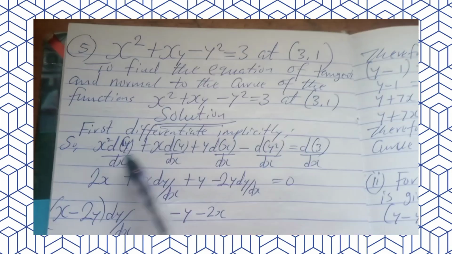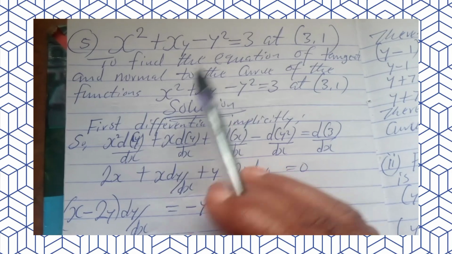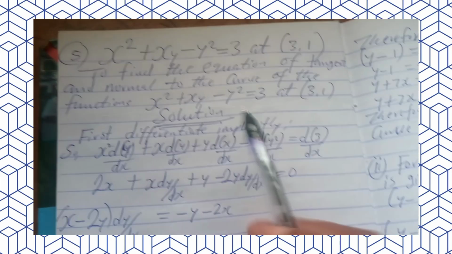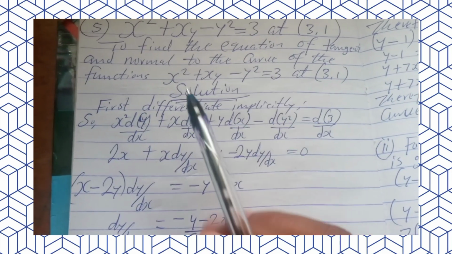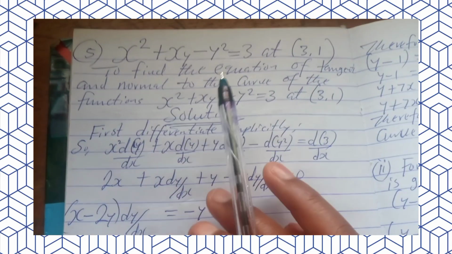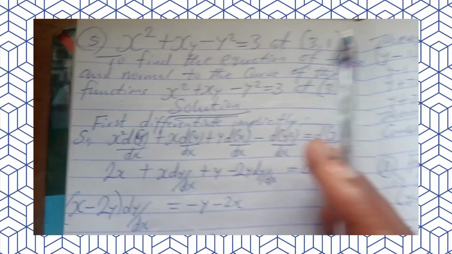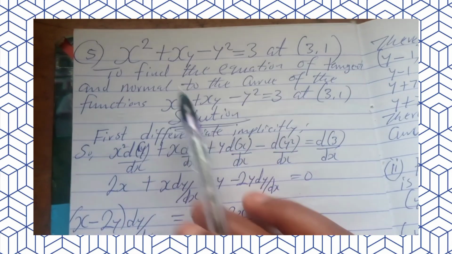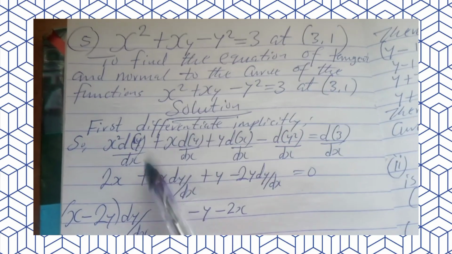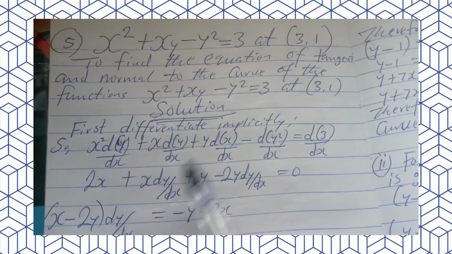How are we going to find the equation of the tangent and the normal for this function? You need to understand that the equation of the tangent is different from the equation of the normal. So this is a two-part question. So let's look at how to find each of them.